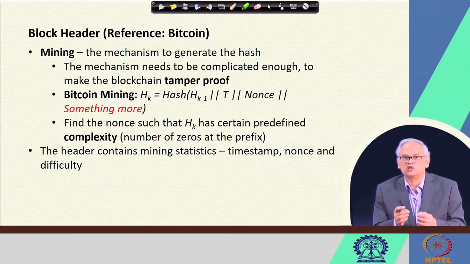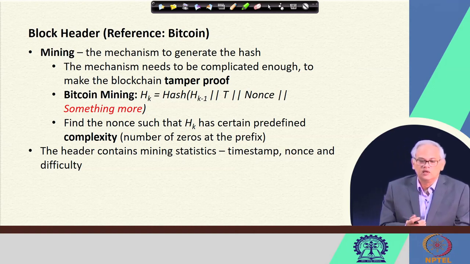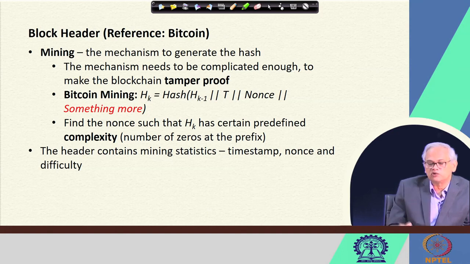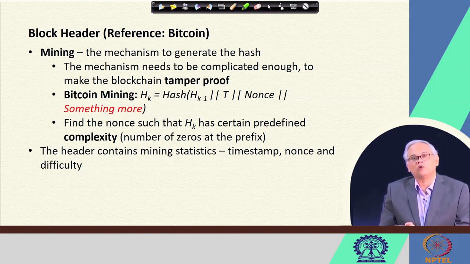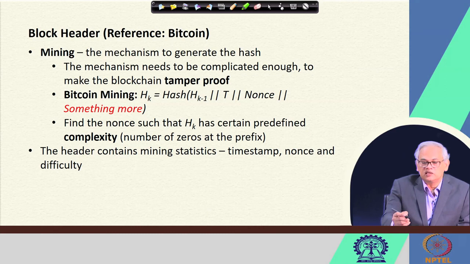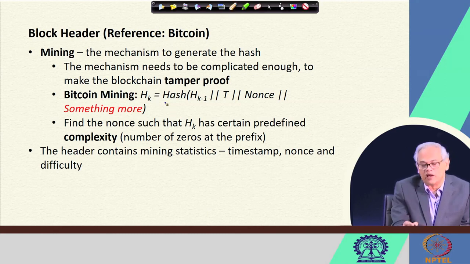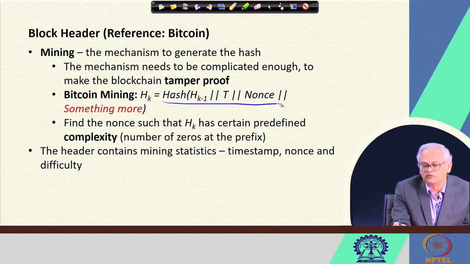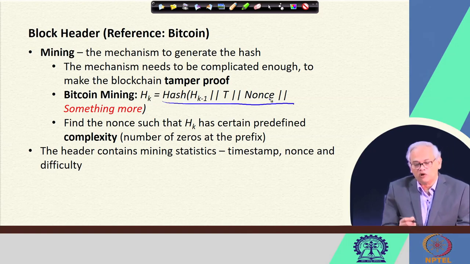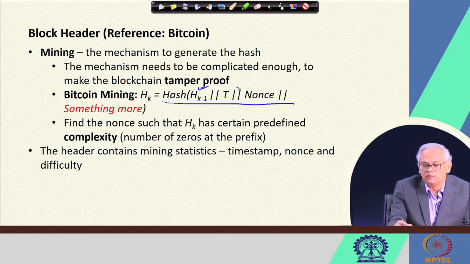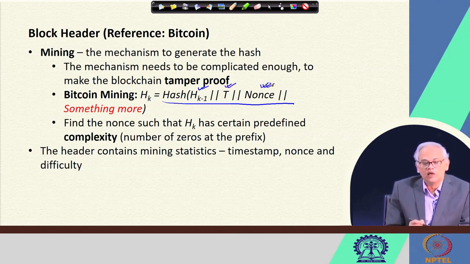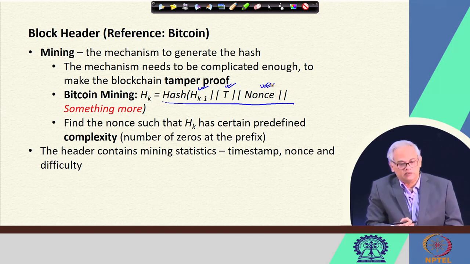which, as we said, is about the number of leading zeros. And how many leading zeros? These are all included in the block header itself. We will see very quickly. So, the mechanism of course needs to be complicated enough to make the blockchain tamper proof, as we have said, and this process of Bitcoin mining is basically generating the hash, which is the hash of the previous block, that is H_{K-1}, a timestamp, the nonce, that is something that one has to find out, and there is something more, as we will quickly see.